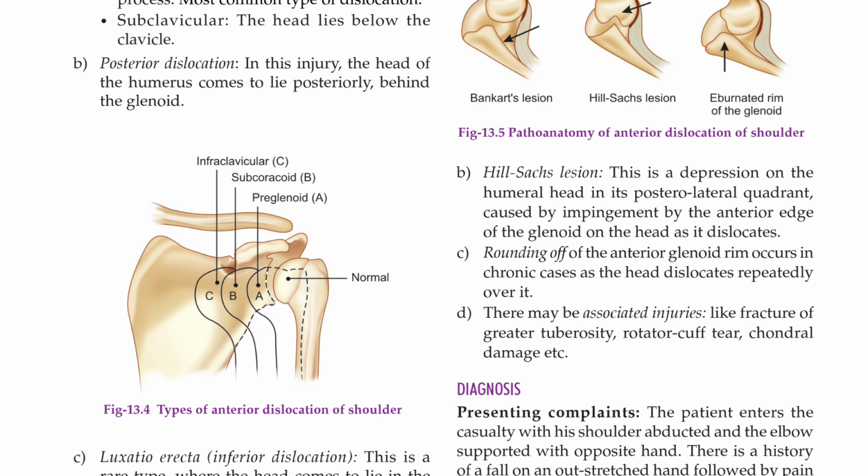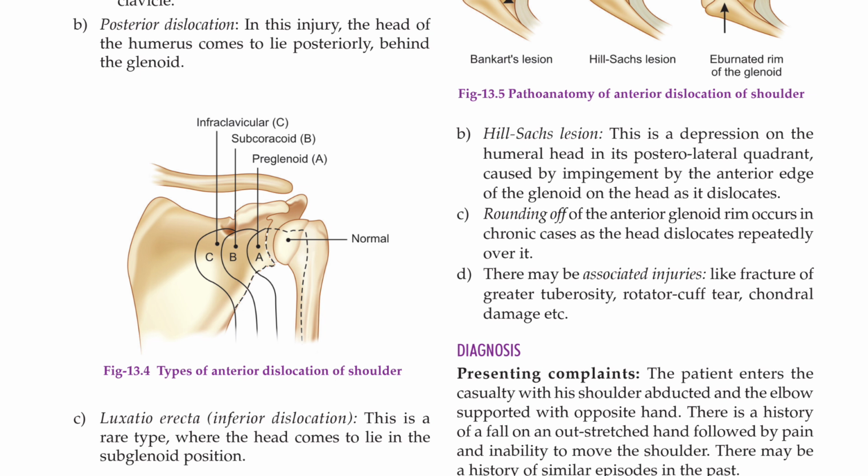Posterolateral quadrant. It is a depression on the humeral head in its posterolateral quadrant caused by impingement. How? Caused by impingement by the anterior edge of the glenoid on the head as it dislocates. So second is the Hill-Sachs lesion. Third is rounding off of the anterior glenoid rim. It occurs in chronic cases as the head dislocates repeatedly over it.